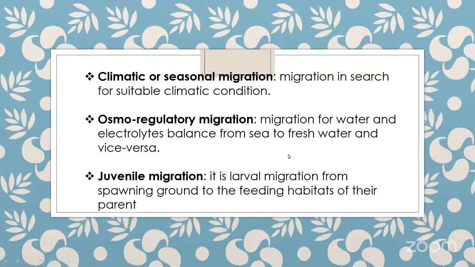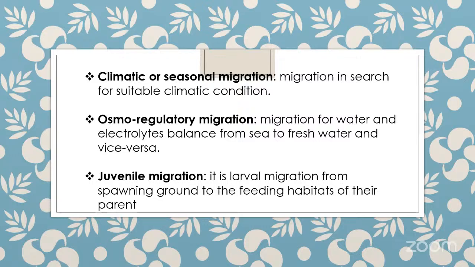The other one is climatic or seasonal migration. Migration in search of suitable climatic conditions. If that particular area does not have proper or suitable climatic conditions, or sometimes it might be too hot or too cold for laying eggs, then whatever is their preferable climatic condition, they go to that particular area, which is called seasonal migration.